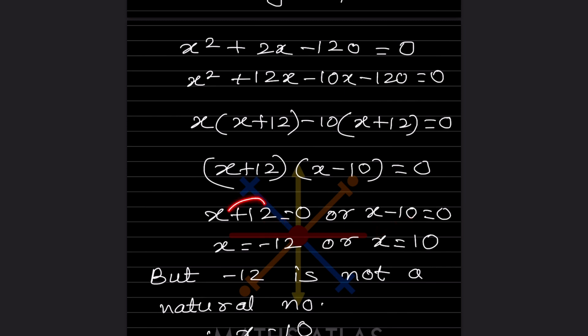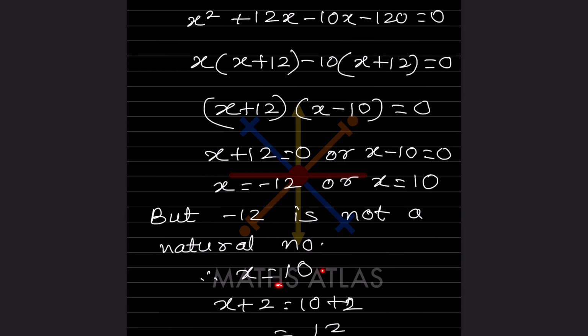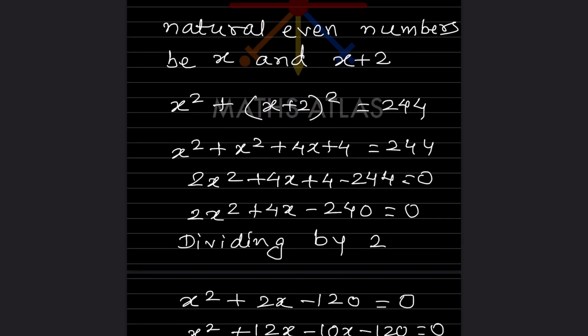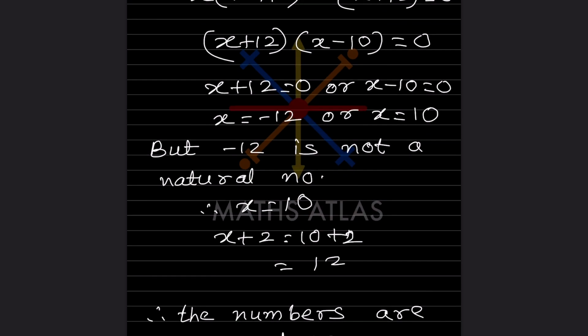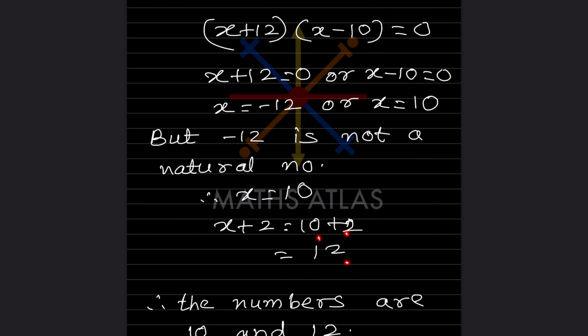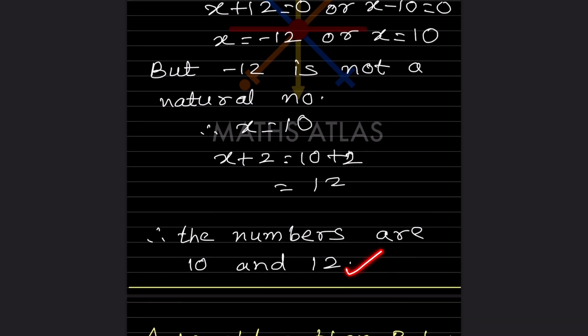So x is going to be what? Minus 12, and x is here 10. But what we can see here is that minus 12 is not a natural number. So we can write x is 10. Now we are going to put in what we got, x is 10. So x plus 2, because we have taken the two numbers as x and x plus 2, will be 10 plus 2, that is 12. So the numbers are 10 and 12.